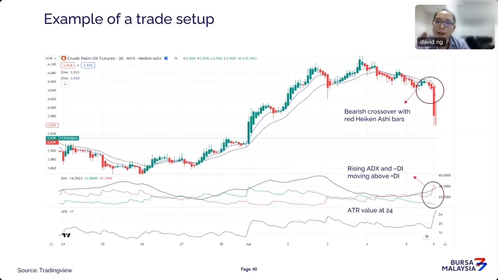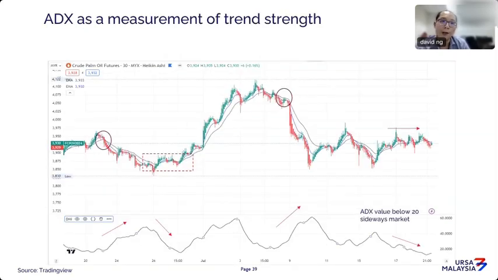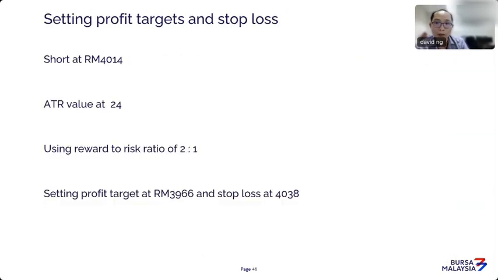How we do that is to use the ATR value. ATR stands for average true range. That means it measures the true range of a particular period. In this example, on this CPU example, the ATR value is 24 points. The way to set up your profit target and stop loss level is, once you have a signal to take a short position, you short at a particular price, and the ATR value at that period is 24 points.